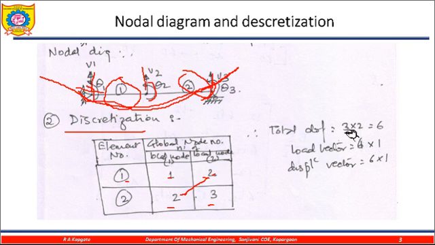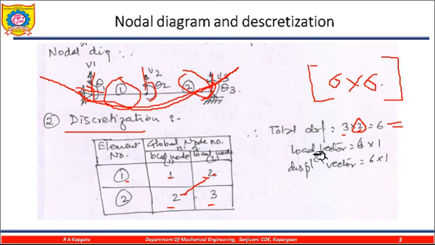So the total DOF: at every node there are two parameters, meaning there are three nodes with two DOF each. So there are 6. In the global stiffness matrix, the size is 6 by 6. So this is my global stiffness matrix, while my load vector is 6 by 1, as well as my displacement vector is 6 by 1.